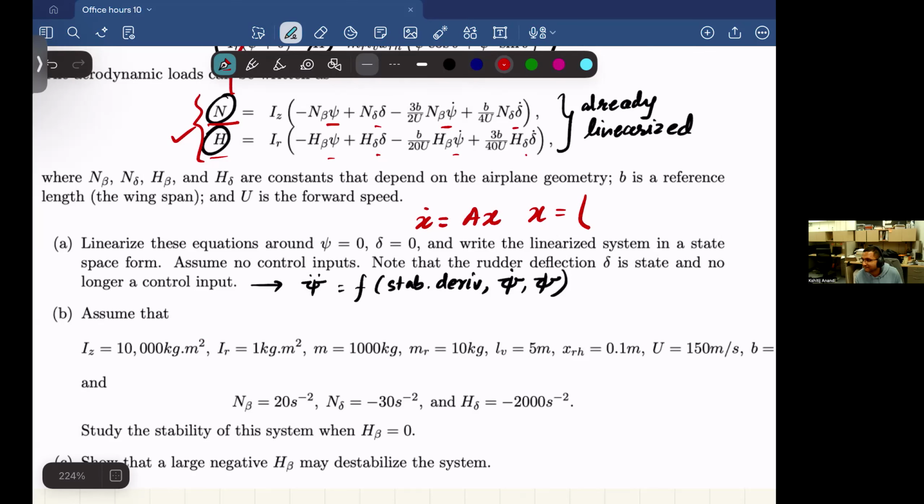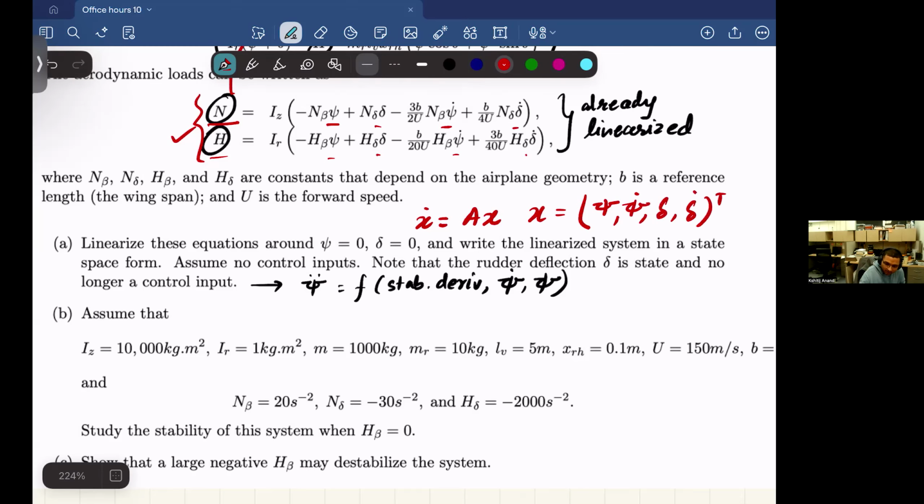What are the two variables for which you are writing the equation? Psi double dot and, sorry, delta double dot. And they are in terms of what? They are in terms of psi, delta, psi dot, delta dot. Okay. So your state vector is psi, psi dot, delta, delta dot. The order does not matter.